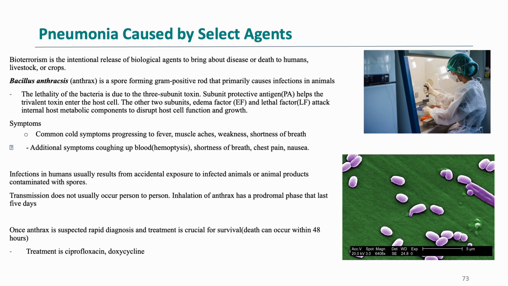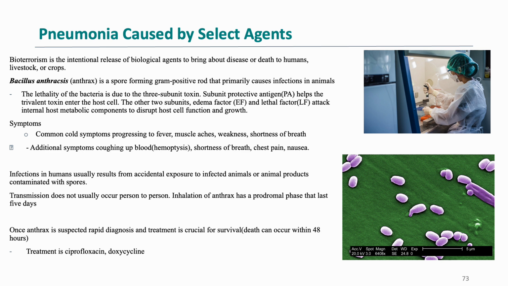The subunit protective antigen helps the trivalent toxin enter the host cell, and then the other 2 subunits, edema factor and lethal factor, attack the internal host metabolic components to disrupt host cell function and growth.